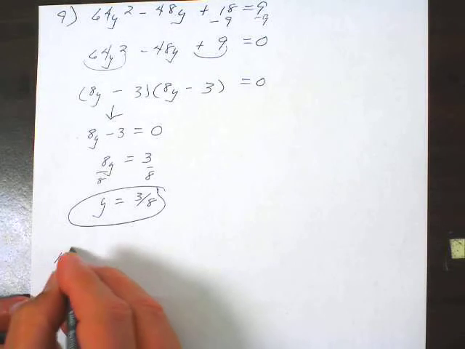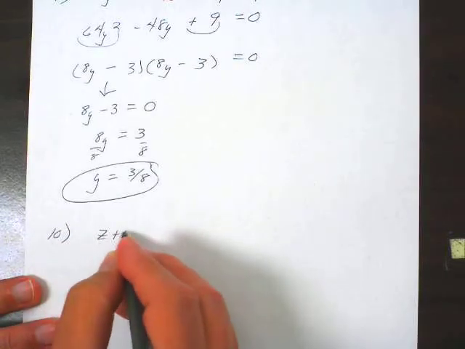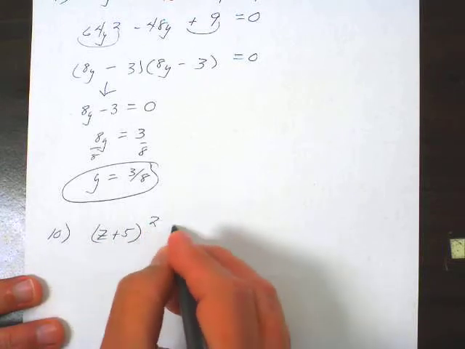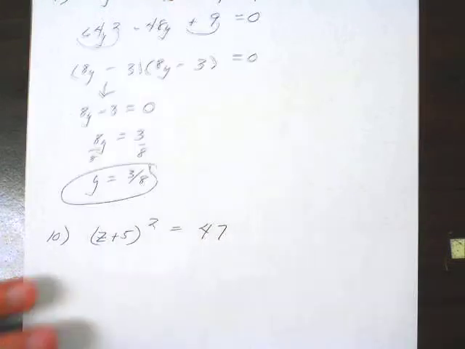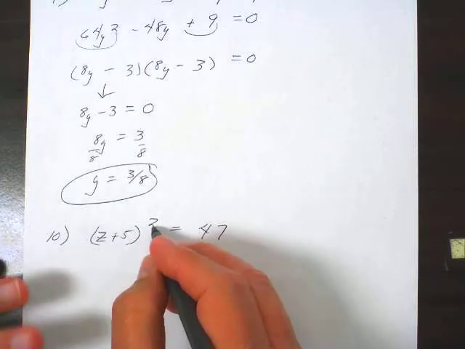Okay, number 10. I'm going to do this the short way because notice that there's only z. I don't have a z squared and a z. I just have a z in parentheses with the square. So does anybody remember how we get rid of the square?